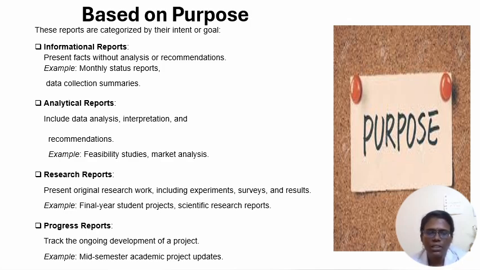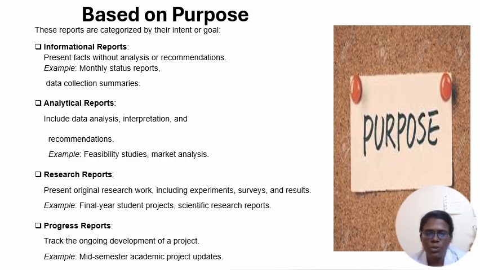Then analytical reports. It includes the analysis. The first one only has the information. It doesn't have any recommendations or analysis. But in this analytical report, it has the data analysis, interpretations, and the recommendations. The examples are feasibility studies, market analysis, and research reports. This presents original research work, including experiments, surveys, results. That all comes under this research report. Examples: final year student projects, scientific research reports.